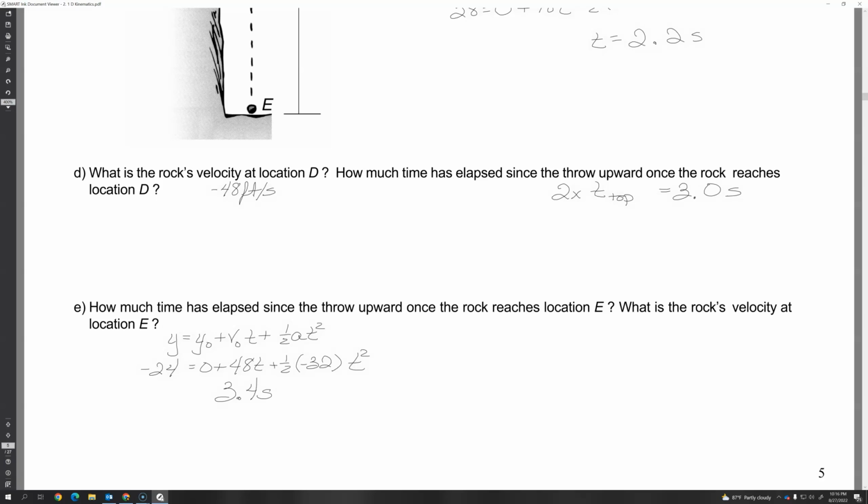If I want to find my velocity, it is going to equal 48 plus that negative 32 feet per second squared times 3.4 seconds. So if I do that, I'm going to get that my velocity is negative 60.8 feet per second.